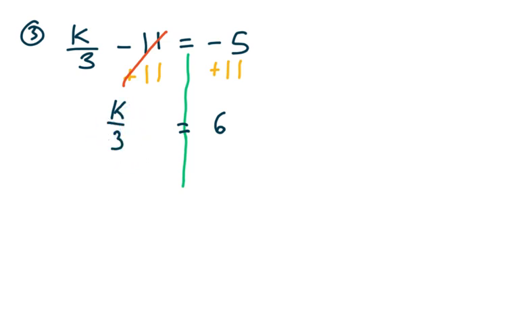The opposite of dividing by 3 is to multiply each side by 3. So I multiply the left side by 3 and the right side by 3. So the 3's cancel out. So I'd just be left with k equals 18. I'm going to write that a little bit nicer down here.